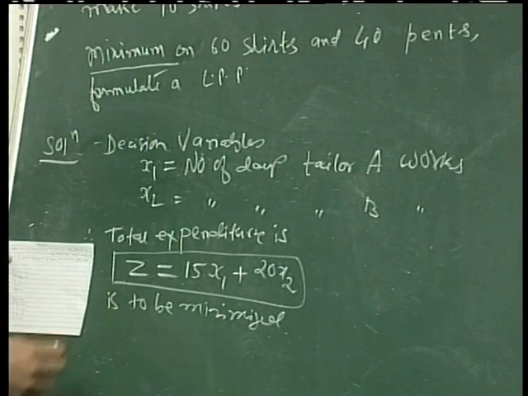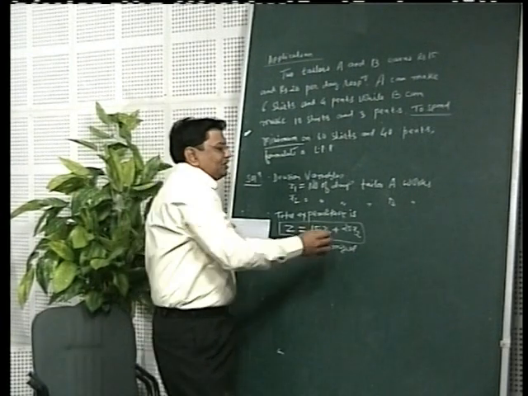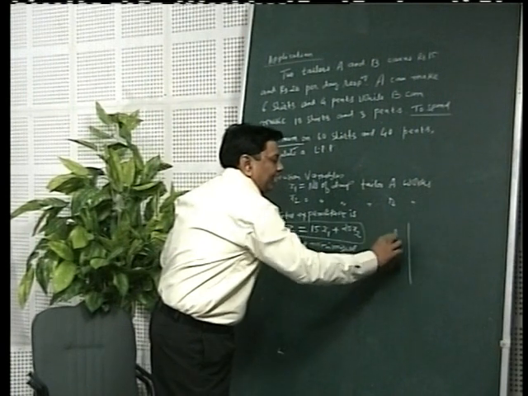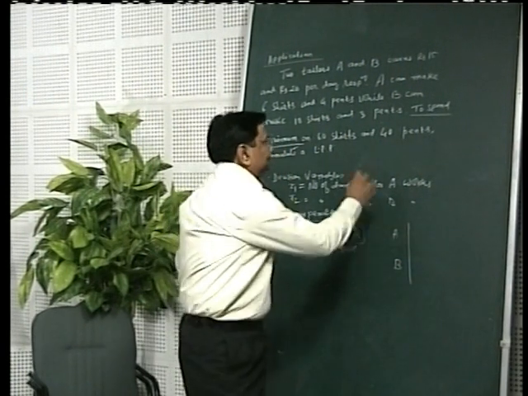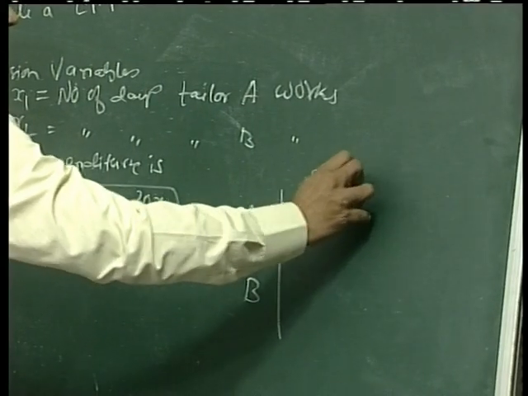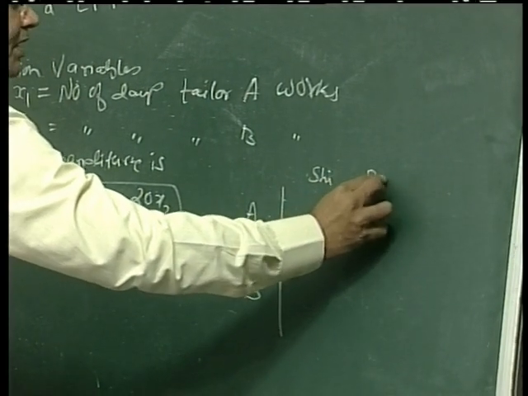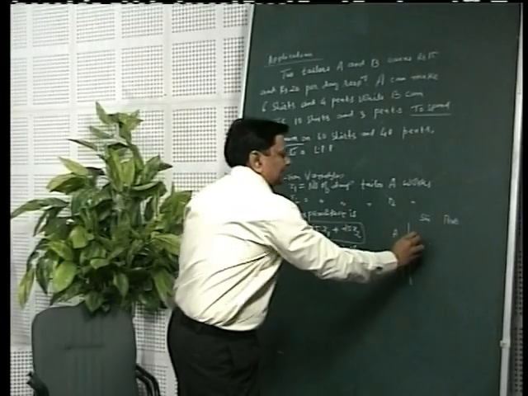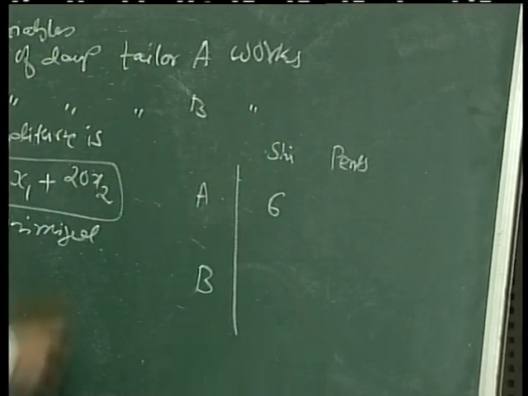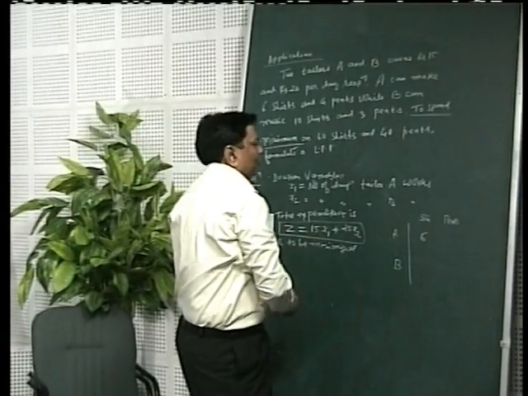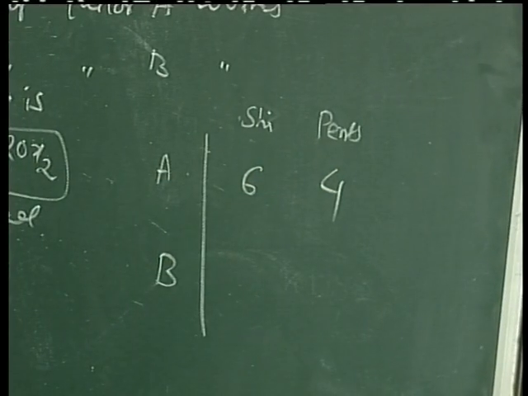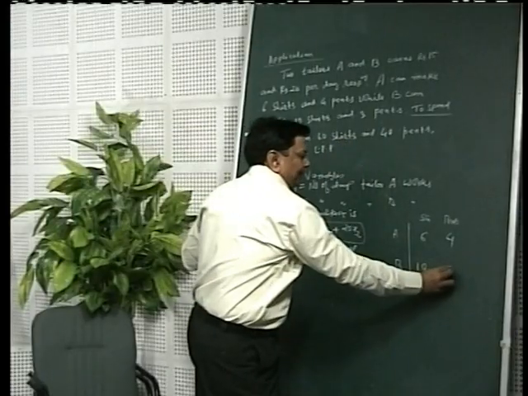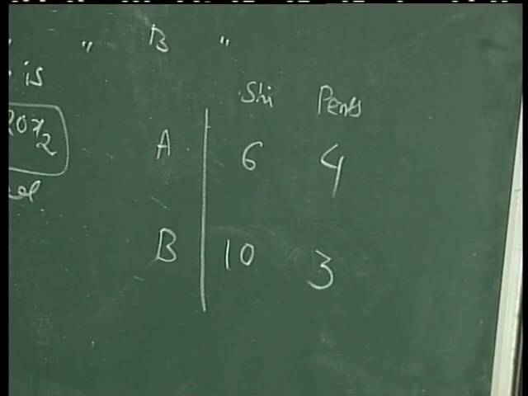Now to form the constraint, we generally don't write the words, but very smartly we make a table. So here, this is A and B, and here the shirts and the pants. A can make 6 shirts and he can make 4 pants. Then B can make 10 shirts, and he can make 3 pants.